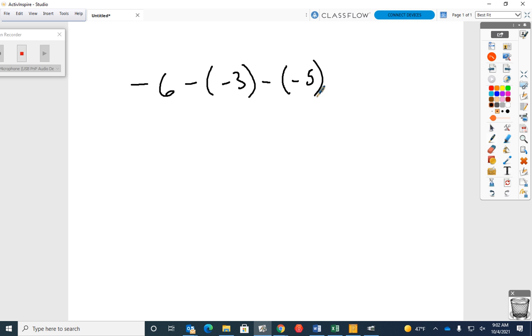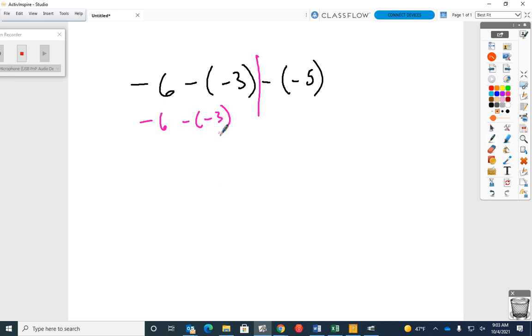Okay. First thing I'm going to ask myself, is this normal? This is not normal by any stretch, is it? And it's more than 2, so Abby, what am I going to do? Do how many at a time? 2 at a time. So let's take care of these 2. Negative 6 minus negative 3.